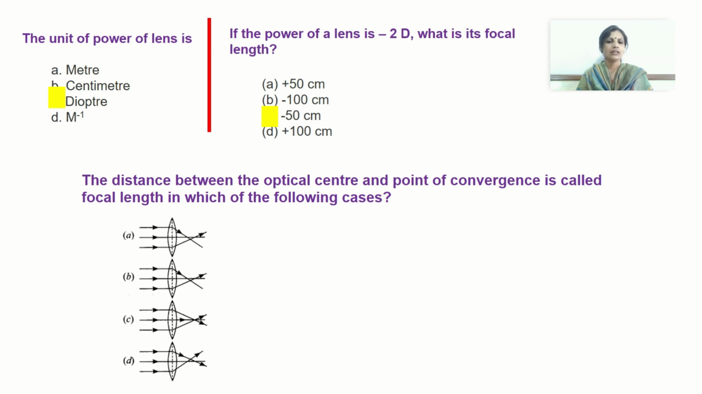The third question. The distance between the optical center and the point of convergence is called focal length. In which of the following cases it is true? You have to just have a look at the diagram, and if you see option A, B and D, the rays they are converging at one place, but they are not converging on the principal axis. So the correct presentation for your answer is option C. So that is the correct diagram. Alright. So such questions you can call this as diagram based questions.